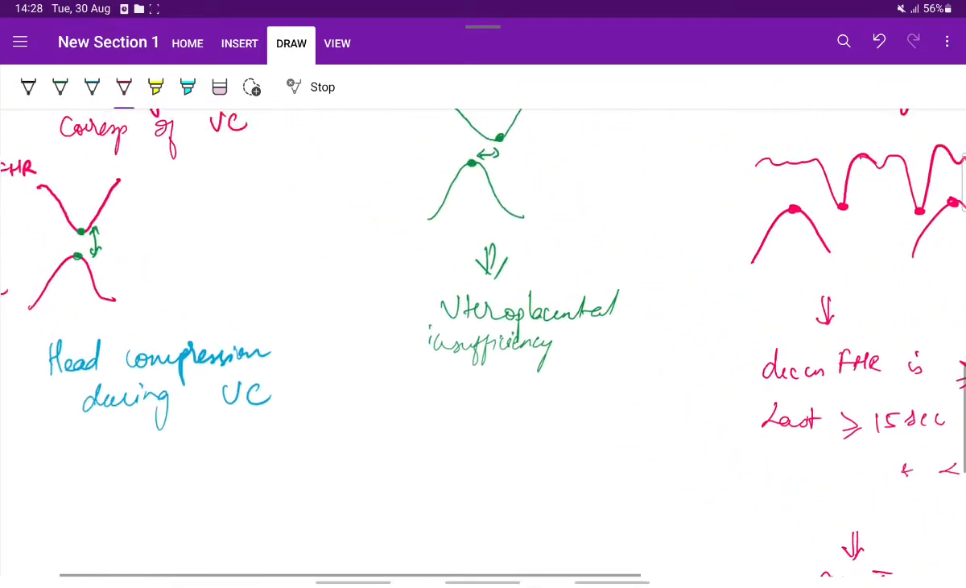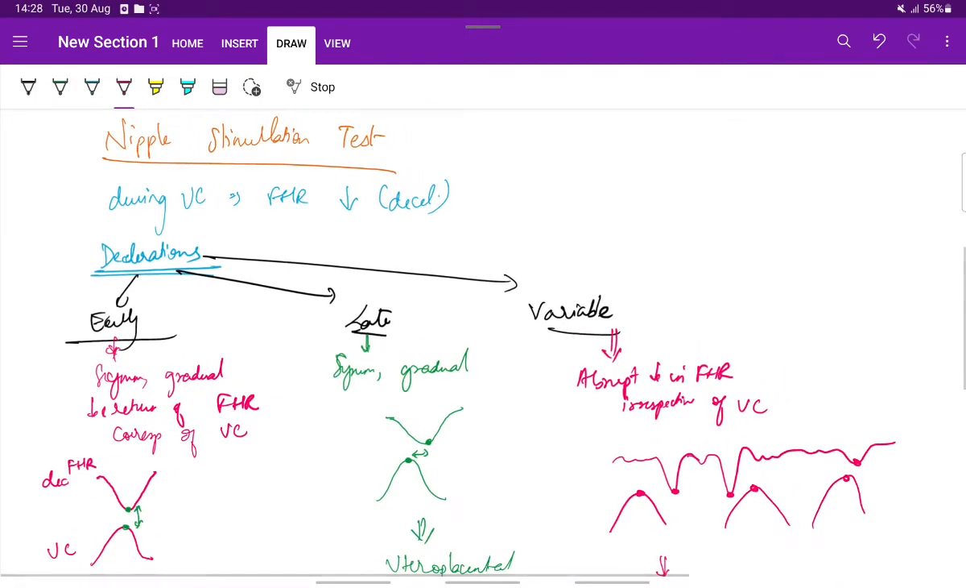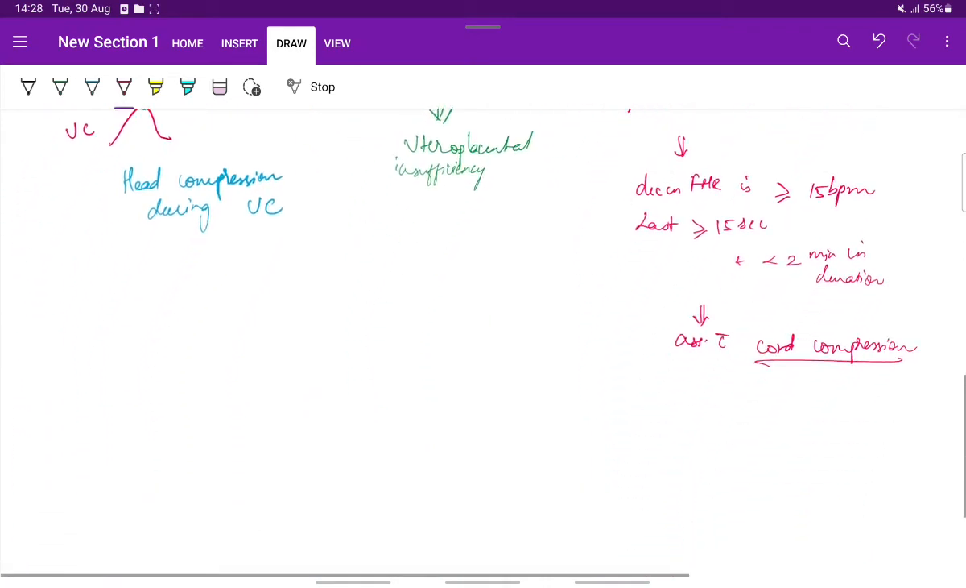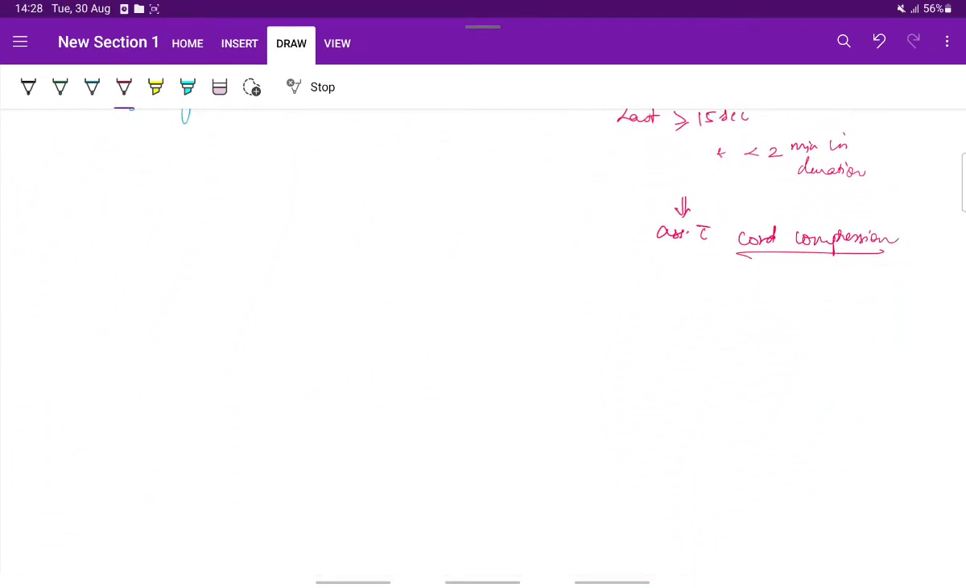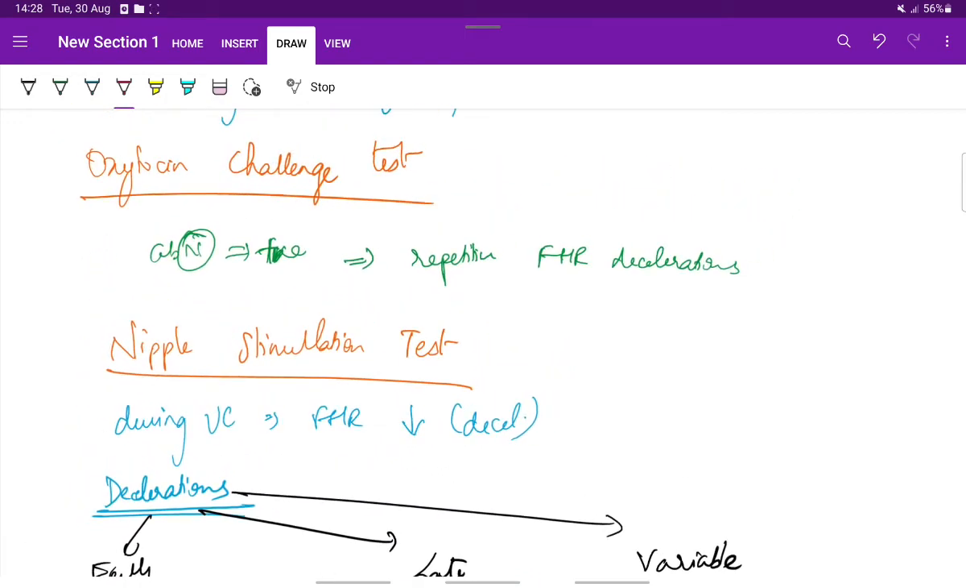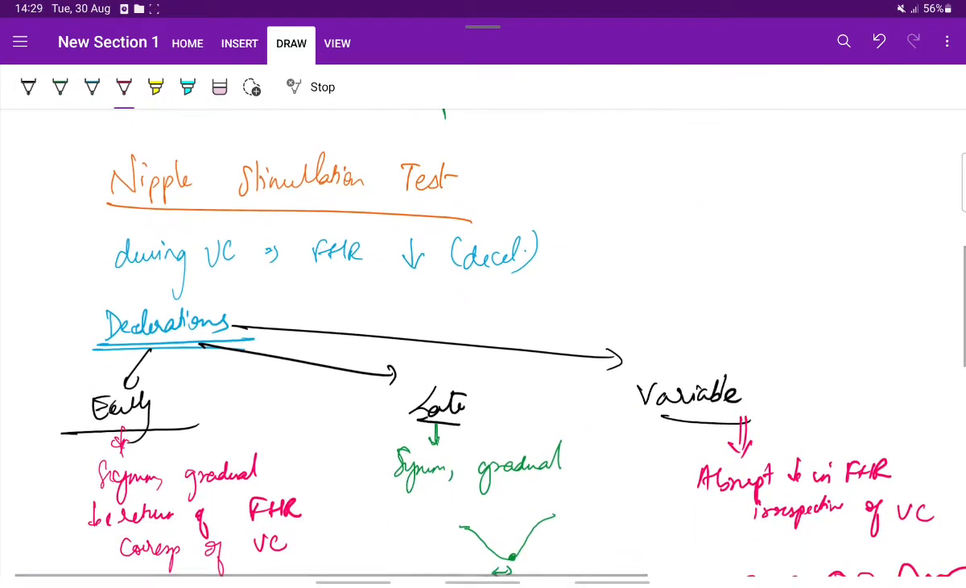So, this is about the contraction stress test, which is a very important test which shows the evidence of fetal hypoxia. In it we have the oxytocin challenge test and the nipple stimulation test. The oxytocin challenge test is said to be positive when it is abnormal. So, this is when there is repetitive fetal heart rate deceleration seen on administering intravenous oxytocin. Next will be the nipple stimulation test.